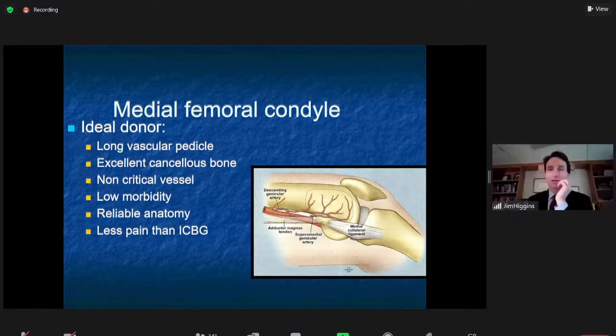So here, and we're all very familiar with the MFC. This has become amazingly commonplace now, I think, since it was first introduced by Cousin Turudoy, just at the turn of the century. So amazing how much has changed over the course of 2 decades. But the great benefit here is ease of approach, low morbidity. It is a large vessel that you can believe in. It is an anastomosis that is easy to perform. It's good caliber. It's a non-critical vessel, and it provides you excellent cancellous bone.